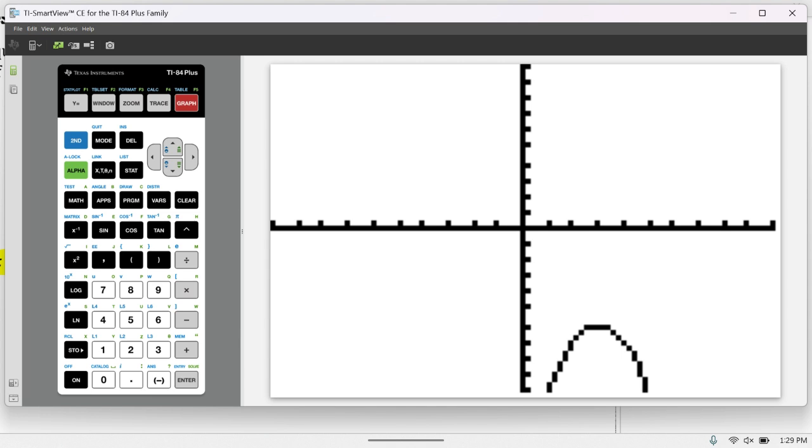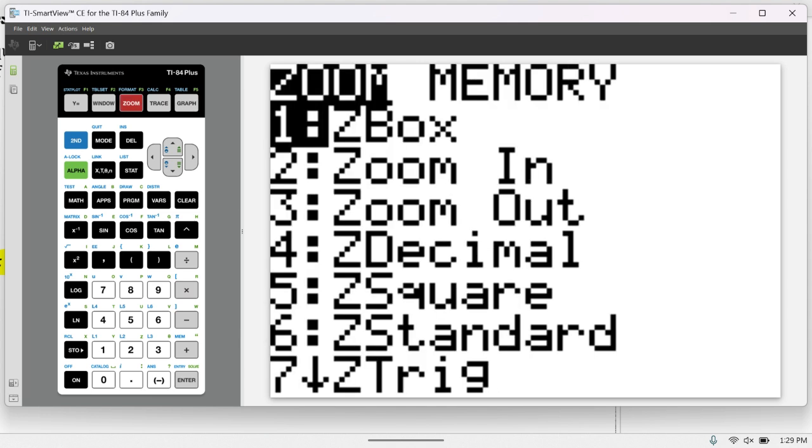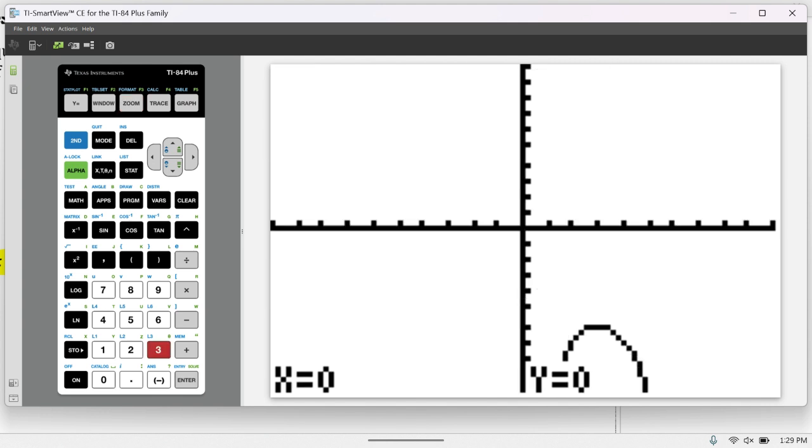Now, if you want to zoom out on the graph because you can't see it all, you hit the zoom key, which is the middle of that very top row of keys. And then if you want to zoom out, just hit the number 3. Top right key. It says graph. No, just graph. You probably put a minus in instead of a negative. There you go. So you just hit zoom out and then hit enter.